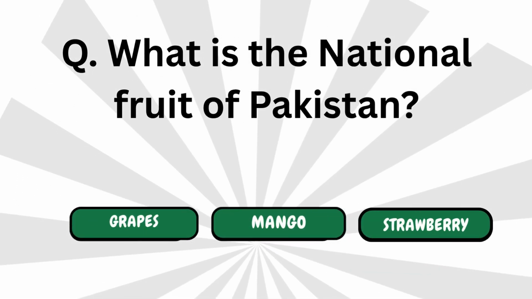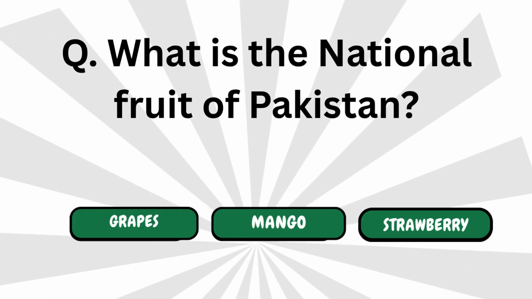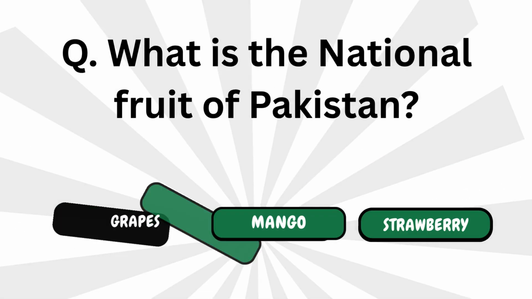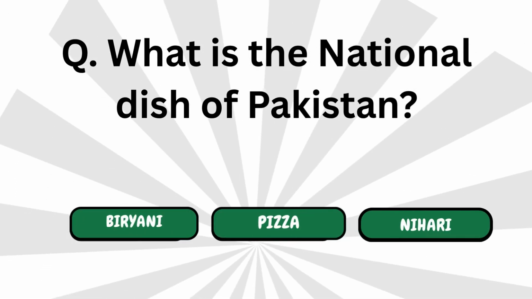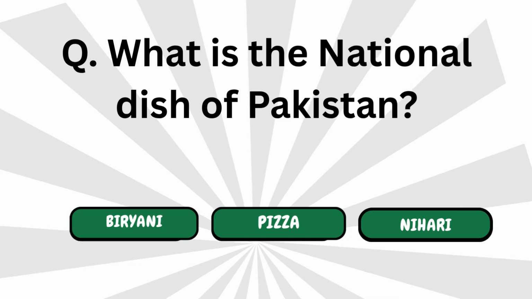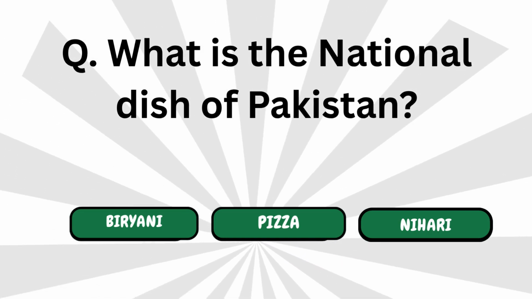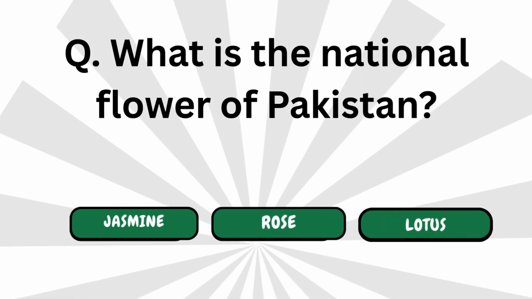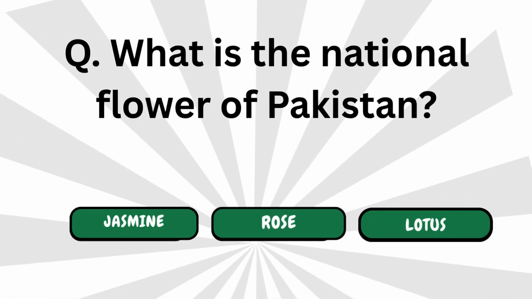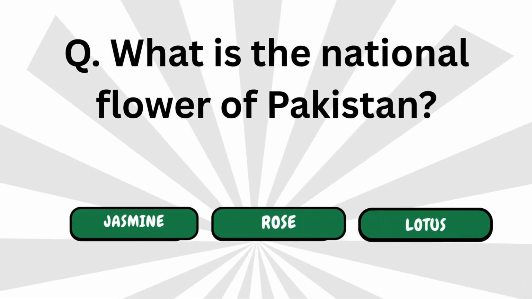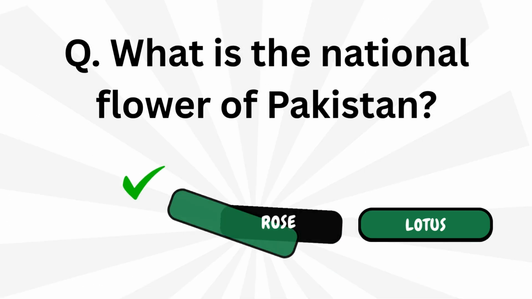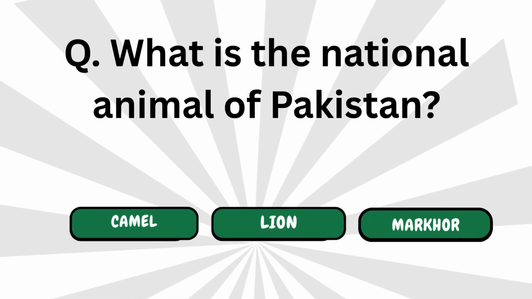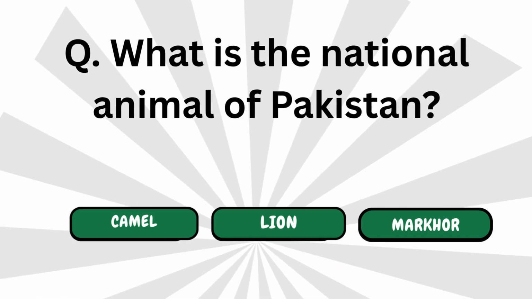What is the national fruit of Pakistan? Mango. What is the national dish of Pakistan? Nihari. What is the national flower of Pakistan? Jasmine. What is the national animal of Pakistan? Markhor.